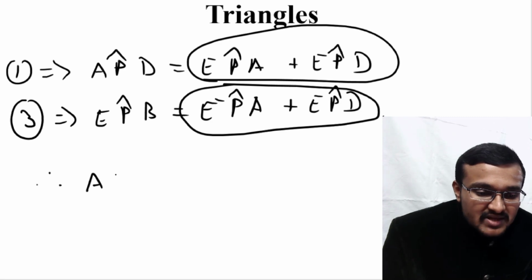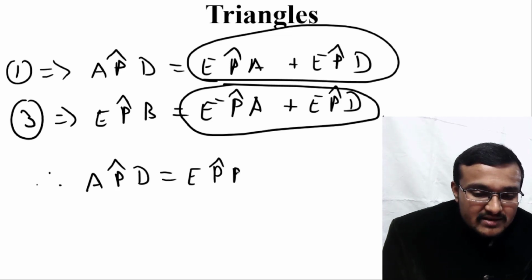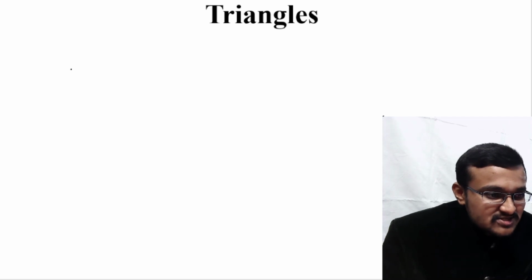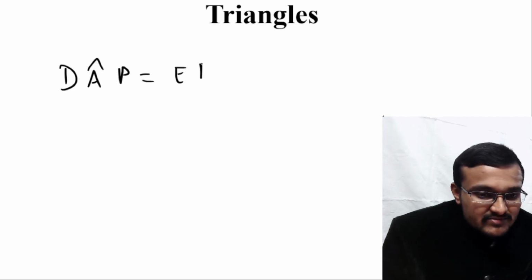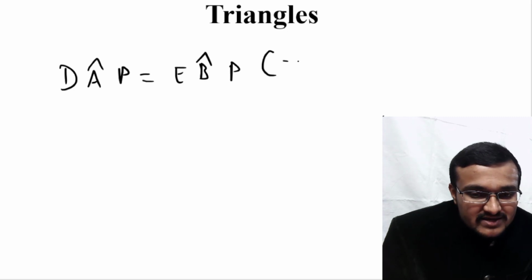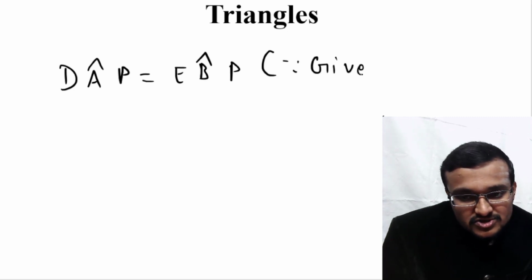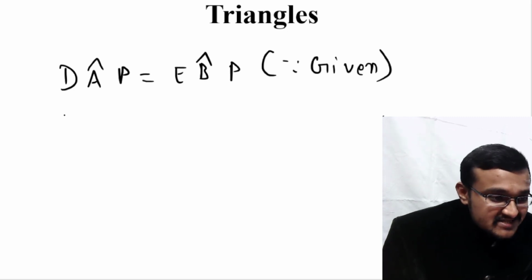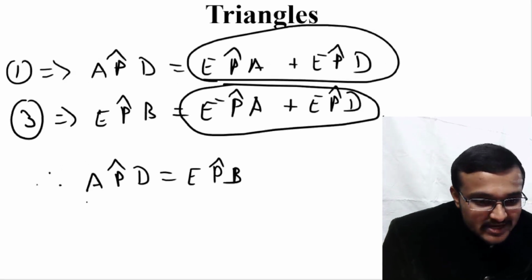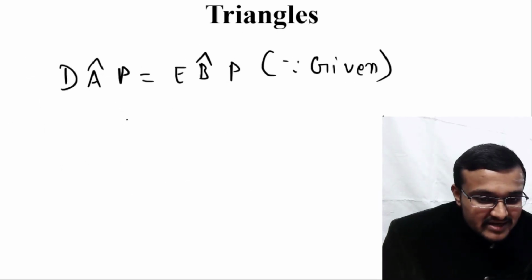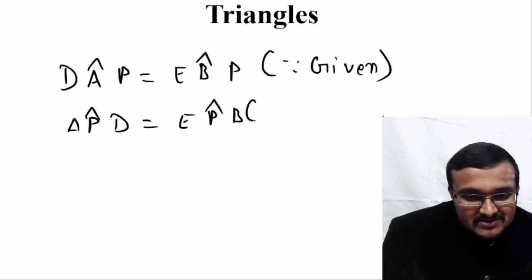So therefore APD is equal to EPB. So that means in these two triangles, we have proved that DAP is equal to EBP. This is already given in the question. And now, just now we have proved these two angles are also equal. So that is APD is equal to EPB. This we have proved.